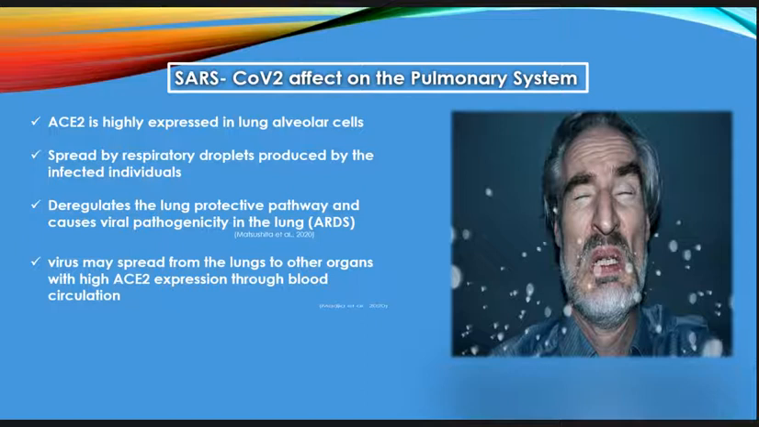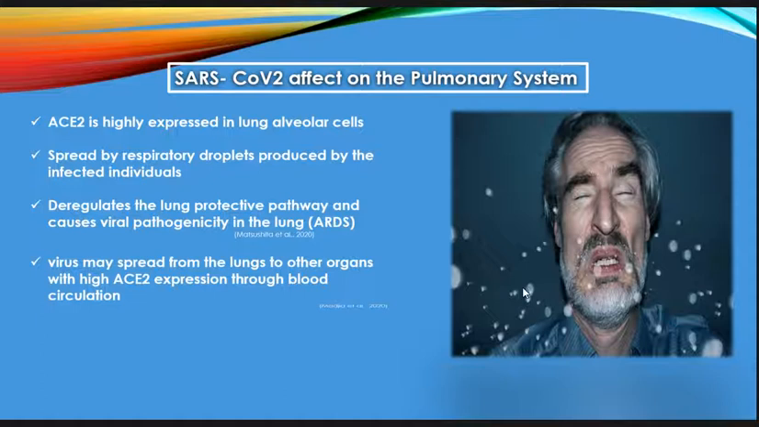The virus spreads from the lungs to other organs that have high ACE2 expression, which we saw on the other slide, through blood circulation. So once the SARS is uncoated and replicated inside the nucleus and spread throughout and enters the extracellular fluid, it goes through the blood to circulate to other organs in the body that have high expressions of the ACE2 to cause disease.